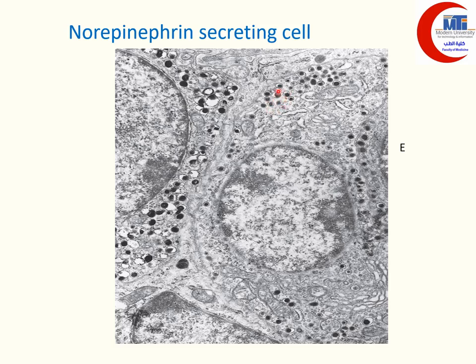But the granules inside their cytoplasm show that these cells are norepinephrine secreting cells, as these granules contain an electron dense core surrounded by a peripheral clear halo. Electron dense core surrounded by a peripheral clear halo. This is the character of the norepinephrine secreting cell, which is a type of chromaffin cells.